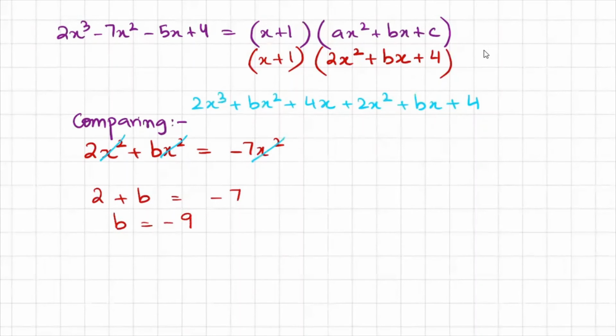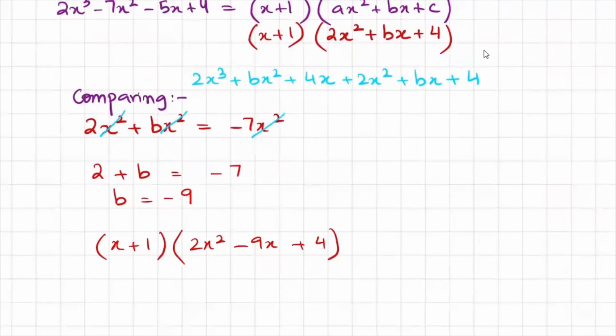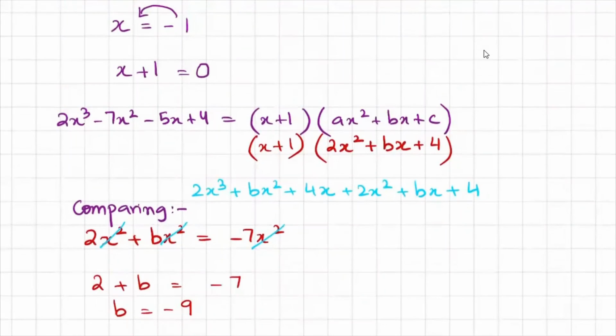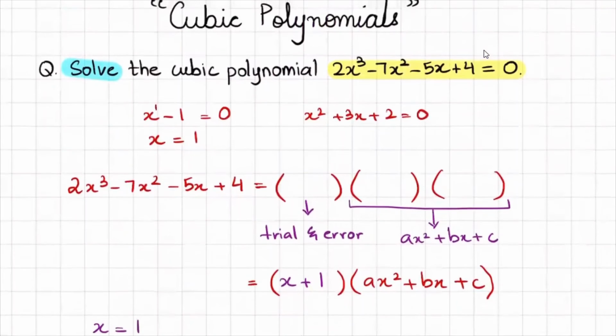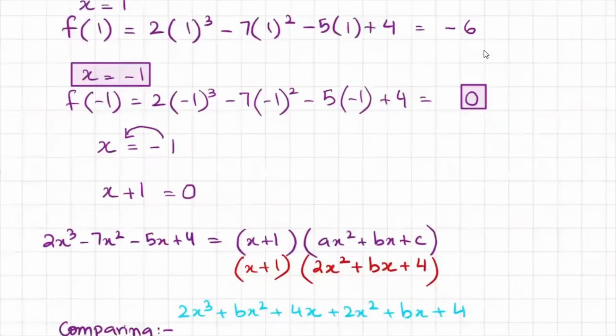All right, now I'm going to replace this value with this. Let's rewrite all of it. x plus 1 was the first bracket. Then I had 2x square minus 9x plus 4. Now, this is not your answer. Do you remember I told you that we need 3 brackets over here? We need 3 brackets over here, and I just found 2 brackets.